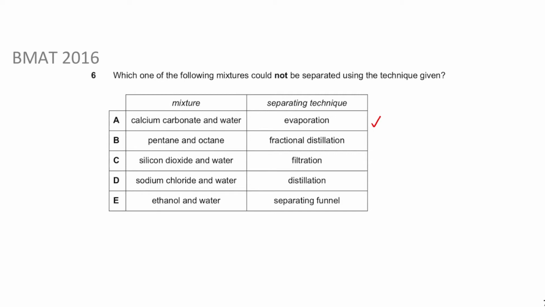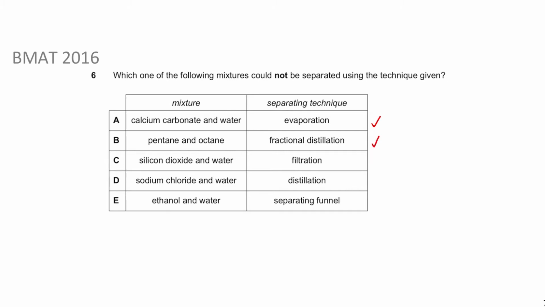You've probably seen this at GCSE, even at A level, if you do AS chemistry. Remember, pentane and octane have different chain lengths, and because of that, they're going to have different melting and boiling points, and therefore fractional distillation is a good choice for that. So that's possible. Silicon dioxide, which is basically just sand, and water.